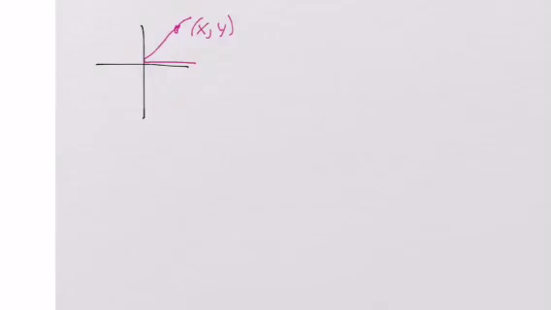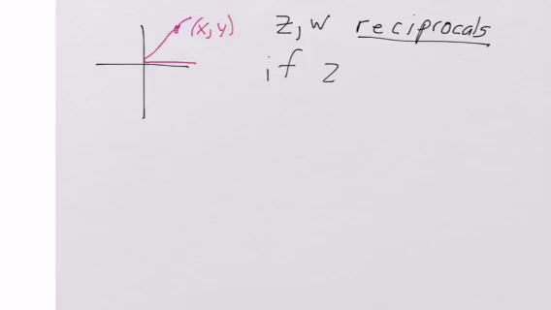So we have some trig identities that we're going to look at, but first things first, we want to review what the definition of a reciprocal is. We say that z and w are reciprocals if zw is equal to 1, which we could also write z equals 1 over w, or w is equal to 1 over z.